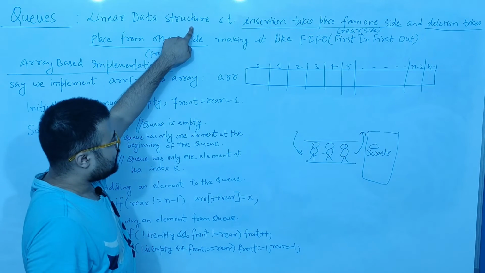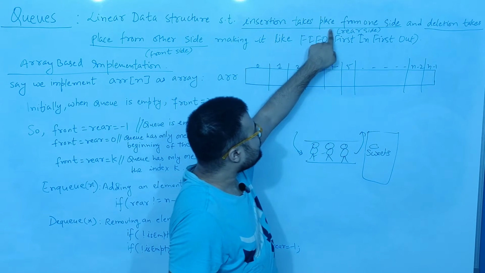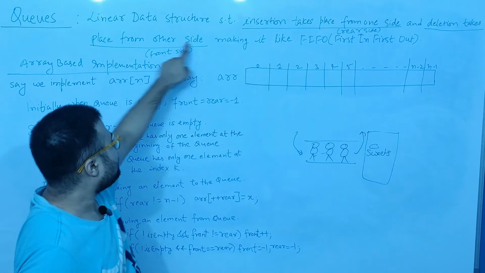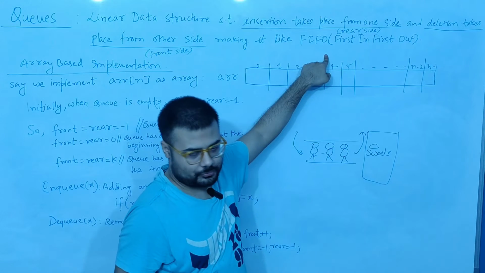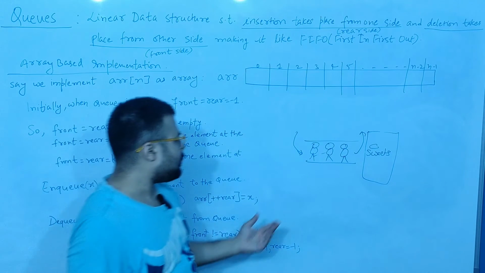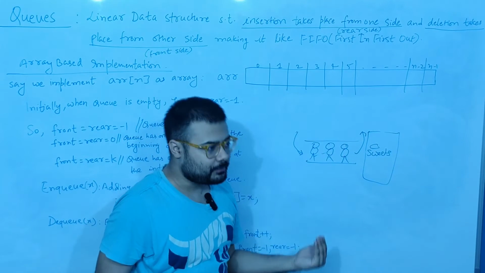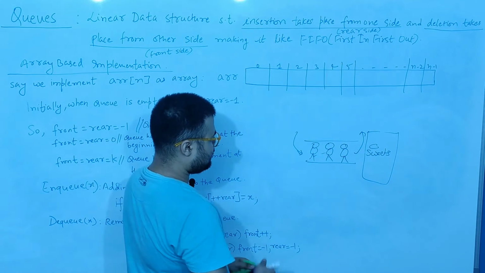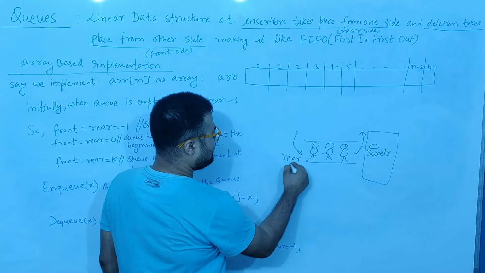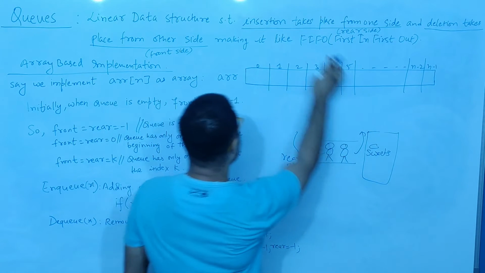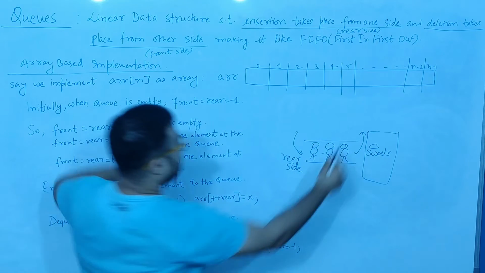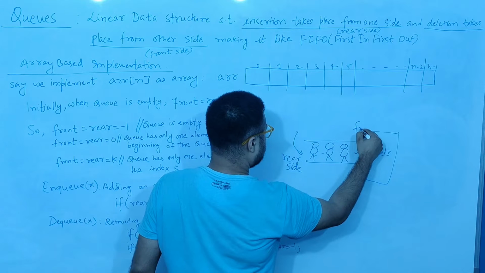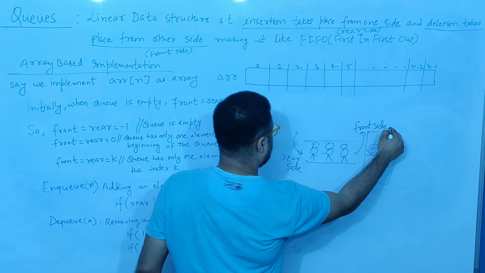So a queue is a linear data structure such that insertion takes place from one side and deletion takes place from the other side, making it like FIFO. Now the side at which the insertion is taking place, we call it the rear side. So here, this is your rear side, and this is your front side, because the side from which deletion takes place is the other side, and this is your front side.